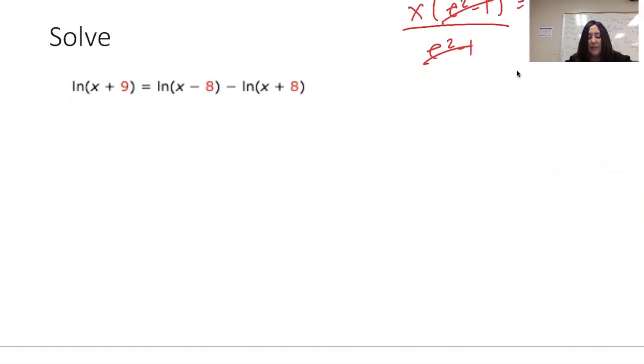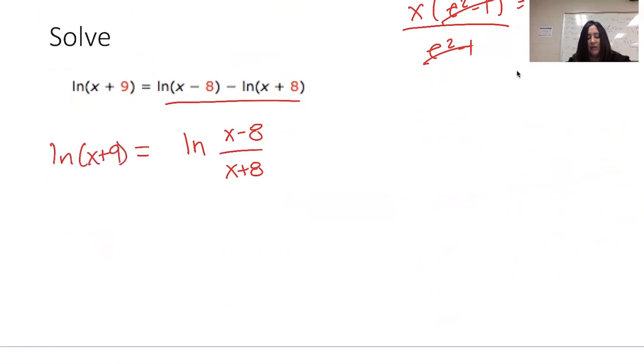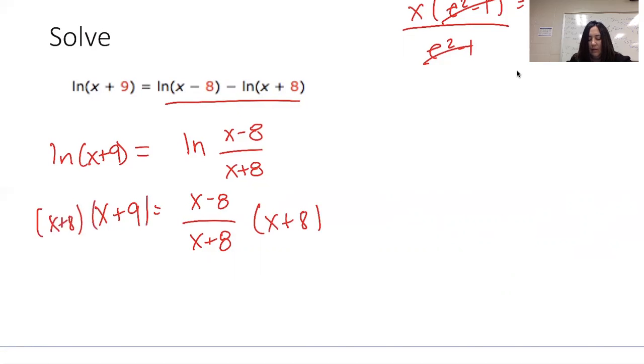Again, this is one with properties. So again, if you see subtraction, you're going to change it to division. So we'd have ln of x minus 8 over x plus 8 equals the ln of x plus 9. The nice thing here is if your logs are the same on both sides and you only have one of them on both sides, you can drop the logs and set the arguments equal. Then what you're going to do is multiply both sides by x plus 8. These will cancel. You'd be left with x squared plus 17x plus 72 equals x minus 8.